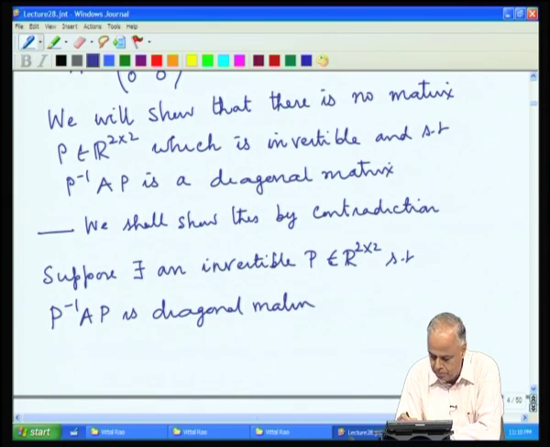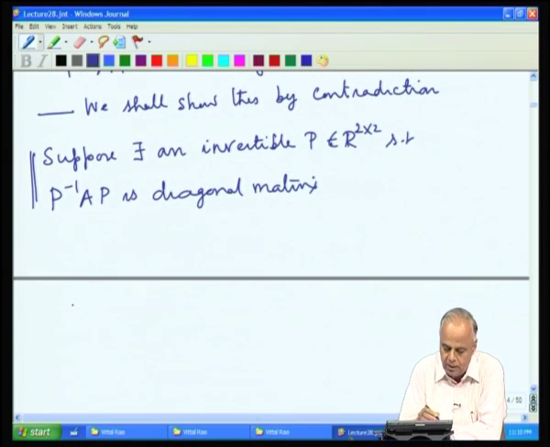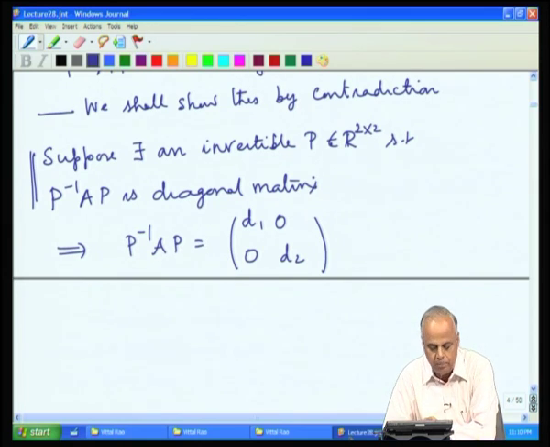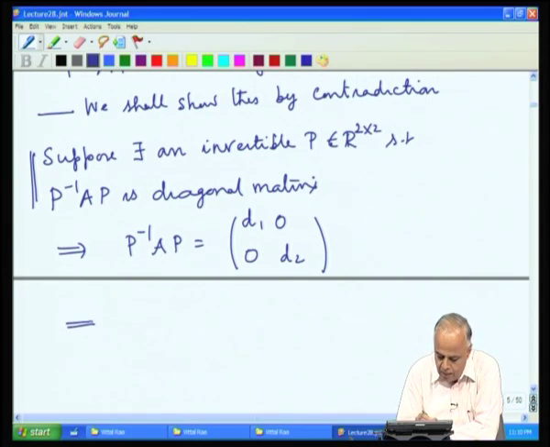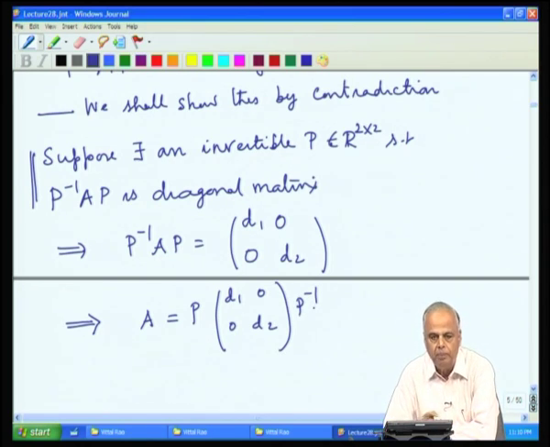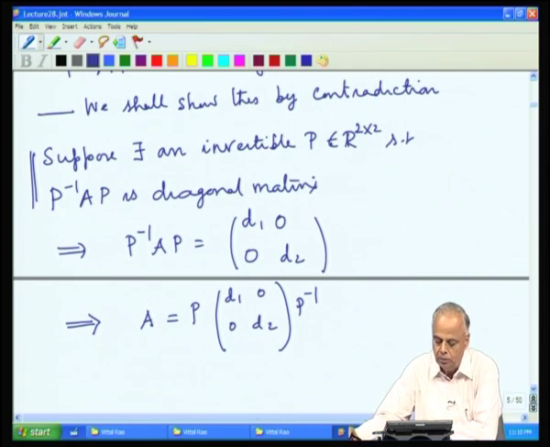Suppose it is possible; we shall show that this leads to a contradiction. If that is the case, we have P inverse A P equal to a diagonal matrix, let us call it D1, D2, 0, 0. Suppose P inverse A P is a diagonal matrix. That says A is P times the diagonal matrix times P inverse, by pre-multiplying by P and post-multiplying by P inverse on both sides.